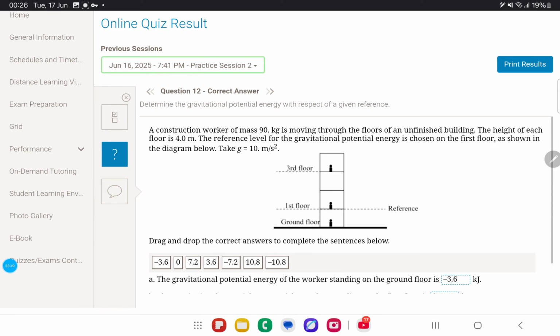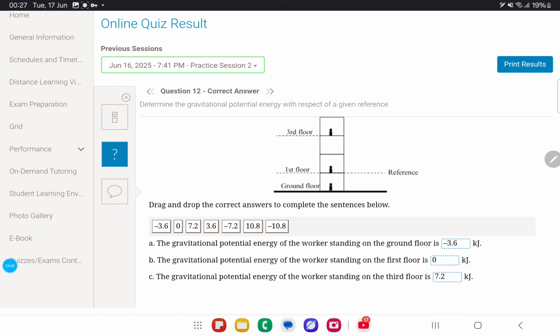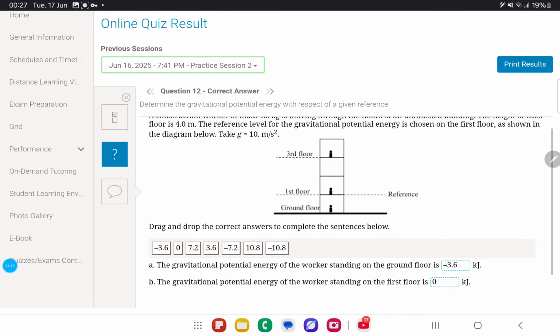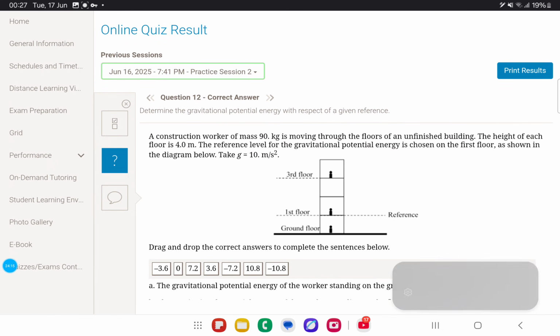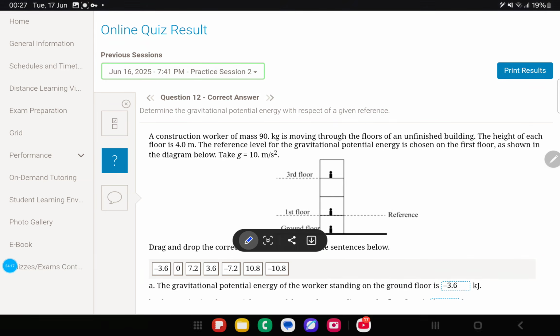Now for this question, they're saying this construction worker has a mass of 90 kilograms and is moving through the floors. The height of each floor is exactly 4 meters, and they gave us a reference level at the first floor. Let's solve A first. The gravitational potential energy of the worker standing on the ground floor is negative 3.6 kilojoules, right?